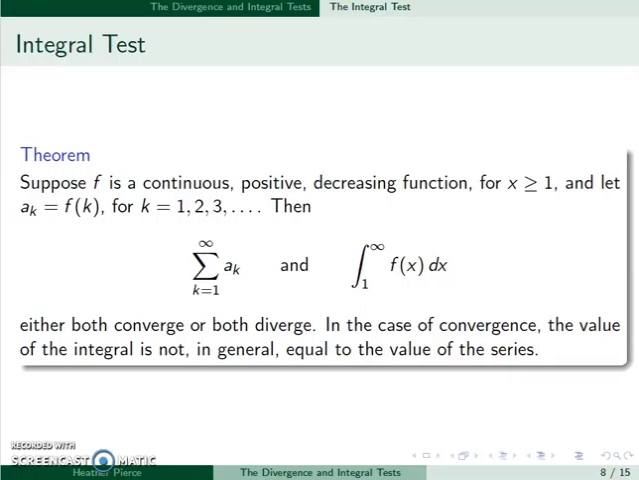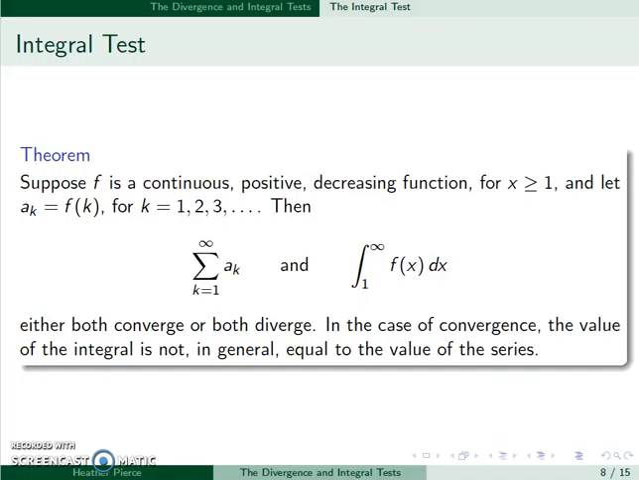Next we'll look at the integral test. So the integral test says that if our function f is continuous, positive, and decreasing for x greater than or equal to 1, then the integral from 1 to infinity of f of x and the sum of the terms a sub k, which is equal to f of k, either both converge or both diverge.